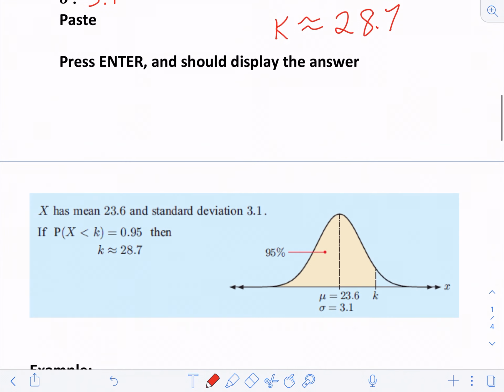And here's a good example of the drawing of the curve. So we saw the mean is right here at 23.6, right? My standard deviation is 3.1. I was looking for this k value because this shaded area represents 95% of the area under the curve. What is k? K is going to be 28.7, right? And you look, that looks to be approximately maybe 2 standard deviations above the mean. Approximately, right? Not exact, but that's a fairly close answer to what we were looking for. So there's 28.7.